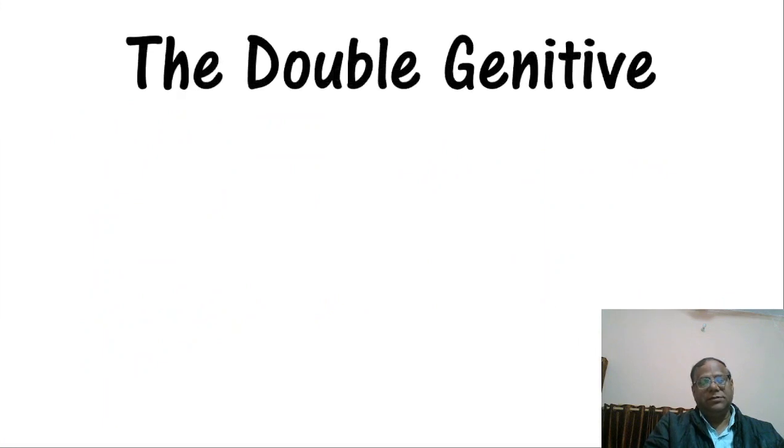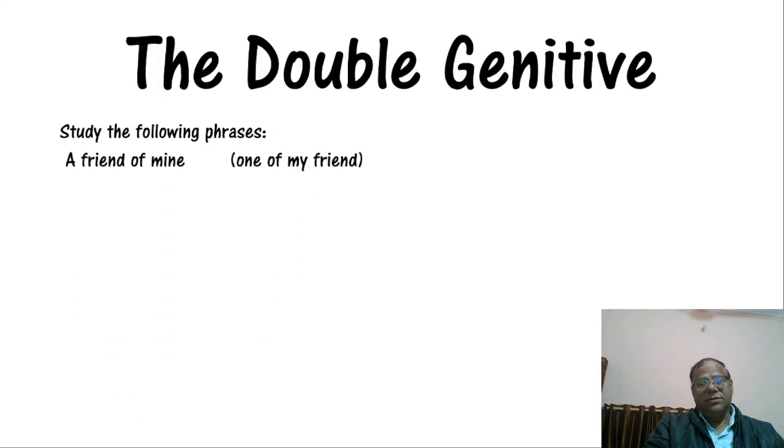Now the next is the double genitives. This is very important. Genitives जो है उनको क्या पहले तो आपको समझना है कि what double genitive is. First of all, look at the following phrases. A friend of mine. इसमें हम बता सकते हैं one of my friends. I have many friends and I am talking about one of my friends. In a similar manner, a brother of Mohan's. मोहन के कई भाइयों में से वन ऑफ मोहन्स ब्रदर.